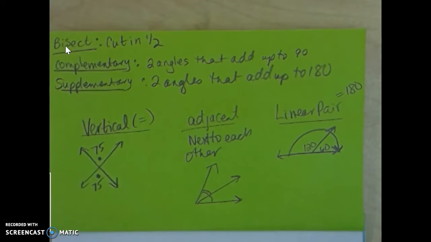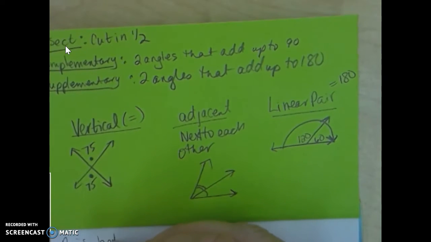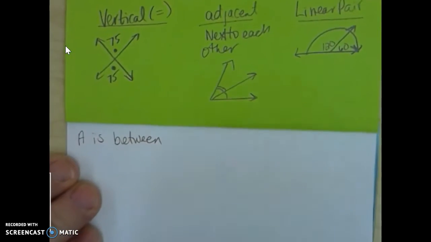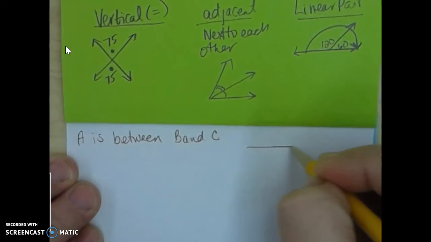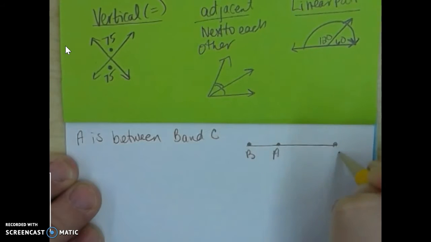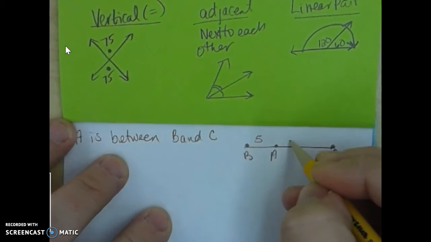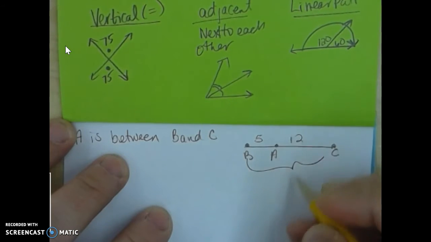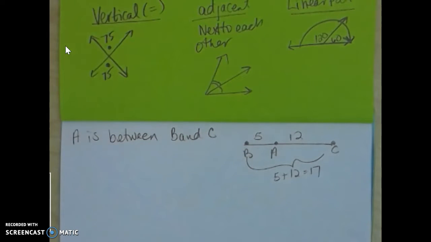The next topic we have is segment addition, and that's things like A is, oh, you can't see that, between B and C. And remember, what happens there is, draw my picture, somewhere I put A in between B and C, and then I put my numbers on my picture. So if I had something like a 5 and a 12, then the whole thing would be 5 plus 12, which is 17. Remember, this is one small piece plus the other small piece equals the whole thing.